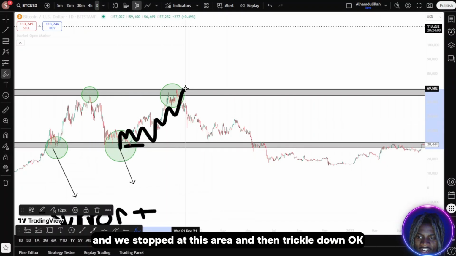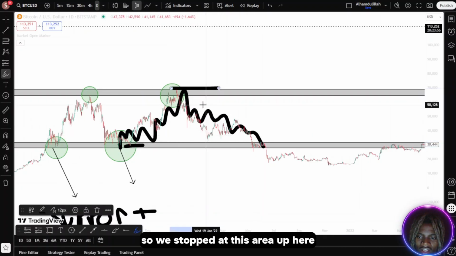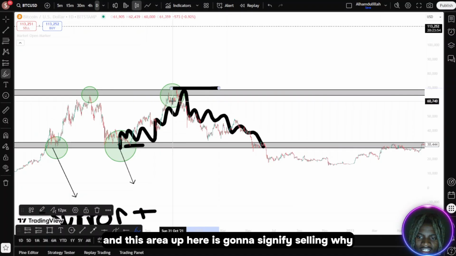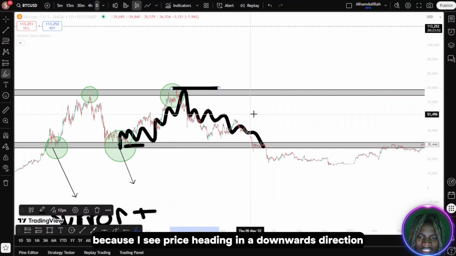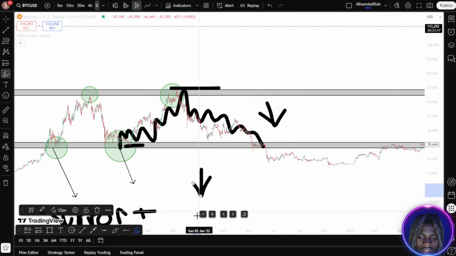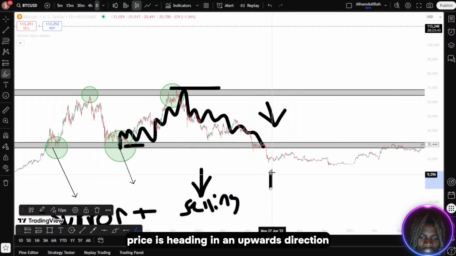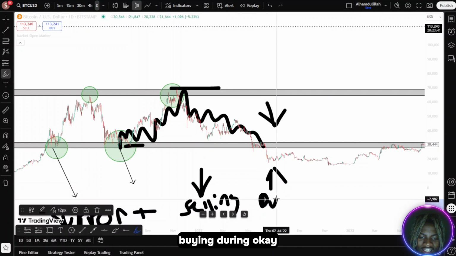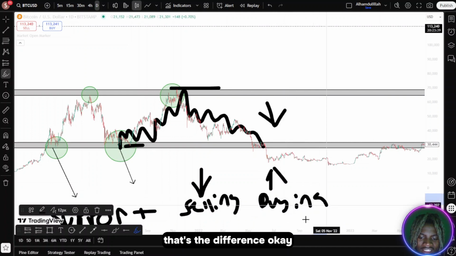And we stopped at this area and then trickled down, okay? So we stopped at this area up here. And this area up here is gonna signify selling. Why? Because I see price heading in a downwards direction. When price is heading in a downwards direction, selling is occurring, okay? Price is heading in an upwards direction, buying. All right. Okay. That's the difference.